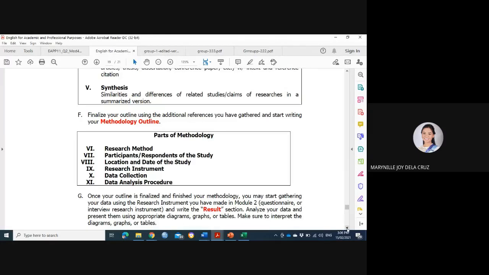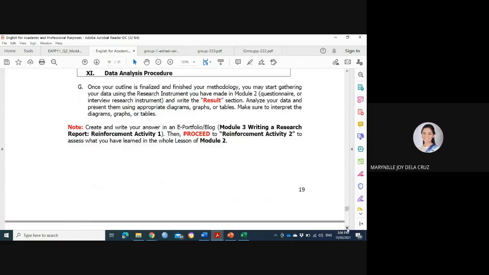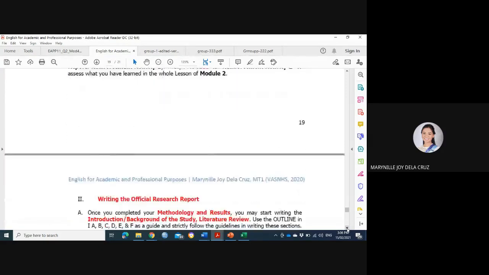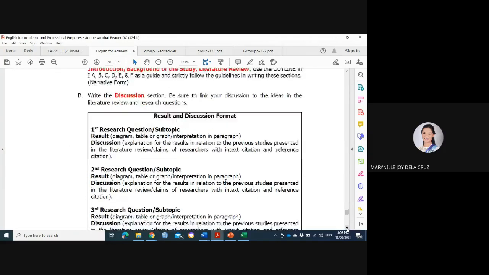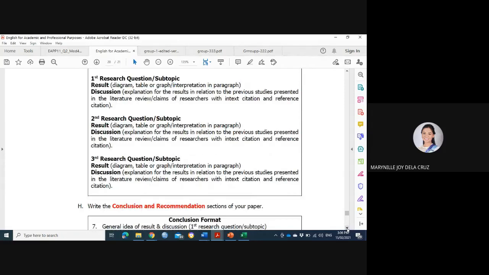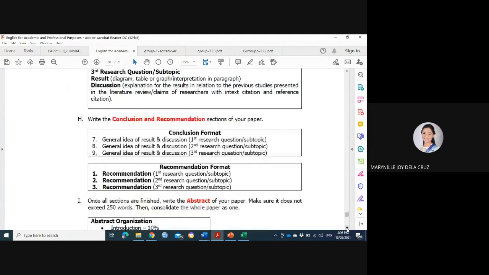The maximum number of pages will be 15 to 20 pages only. Okay? So 15 to 20 pages for that. I will be requiring a final output for you, and it will be recorded as your final output for the research report, not just in research paper, but also in your EAPP subject, because research report is also part of your subject. That is your final output.